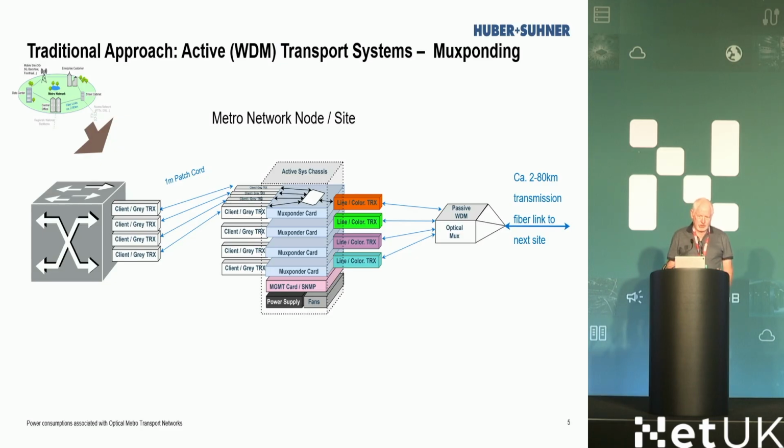There's also a slight variant on that, which is the muxponder, where again you have the switch, router, or radio on the left-hand side with grey optics. In this instance, we're doing the muxponding on a line card that then takes that out over the network. Later on, I'll explain why I've split out transponding and muxponding, because they are slightly different.